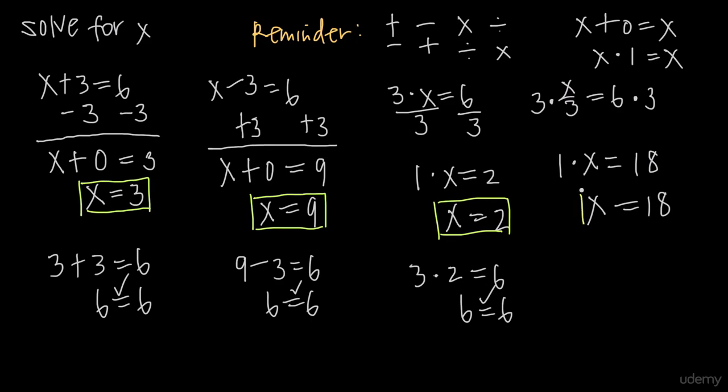So I think x equals 18 is going to be my solution, but let's double check. Plugging 18 back into the original equation, which was x over 3 equals 6, I'm going to get 18 over 3 equals 6. 18 divided by 3 is 6, so I get 6 equals 6, and that checks out. So I know that my solution is correct, and that's how you use inverse operations and this concept of the identity number to do basic equation solving.